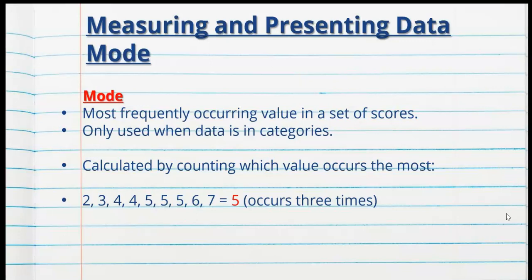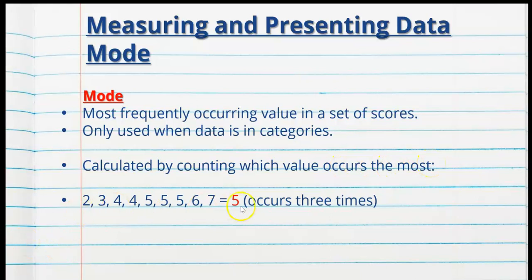Now, the mode is very straightforward. This is the most frequently occurring value in a set of scores. We only use this when data is in categories, and I'll give you an example in a minute. But the way we calculate it is simply by counting which value occurs the most times.